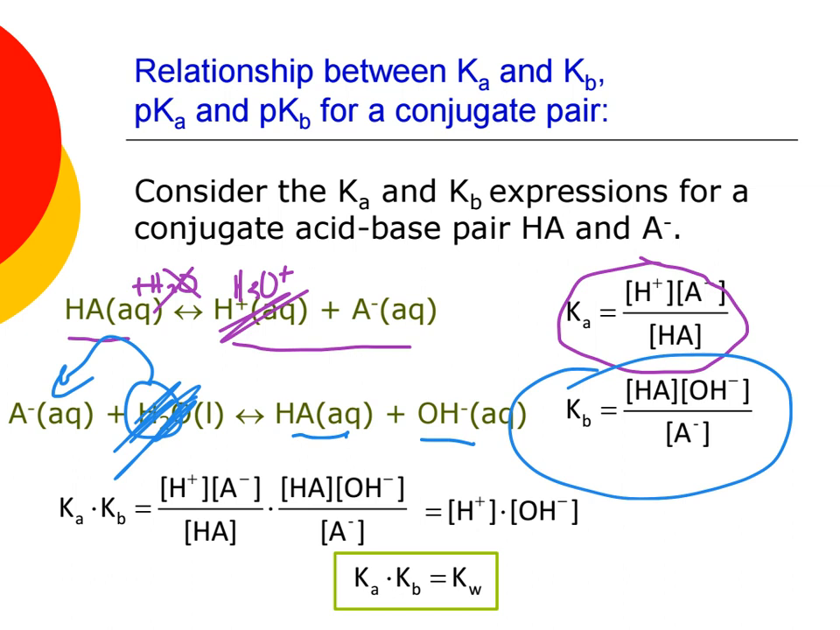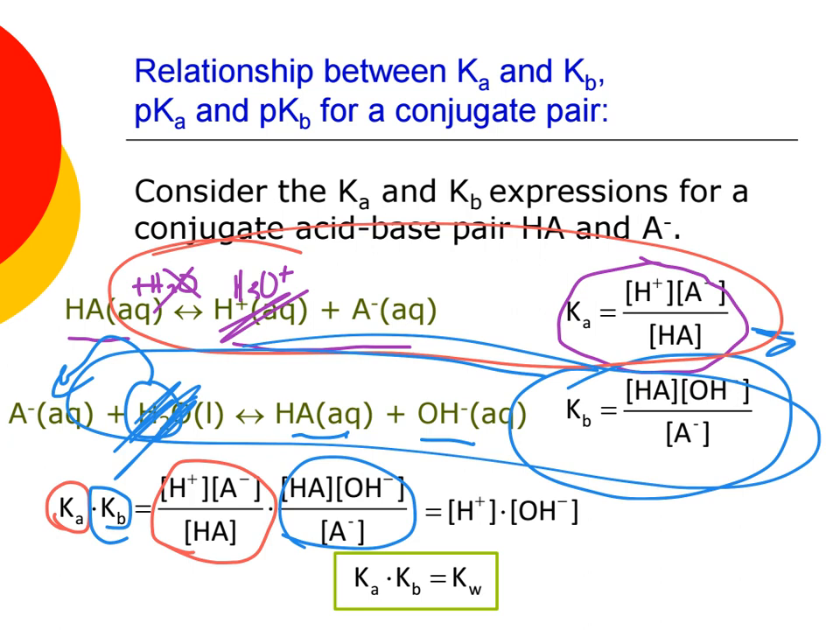Now if I try to multiply Ka times Kb, I can then substitute in these two expressions. So with Ka times Kb, when we plug in what Ka and Kb are equal to, we can cancel a couple things out, including the original acid and the original anion. And so we just are left with hydrogen concentration times hydroxide concentration, which coincidentally is also equal to Kw. Therefore, Ka times Kb is equal to Kw.